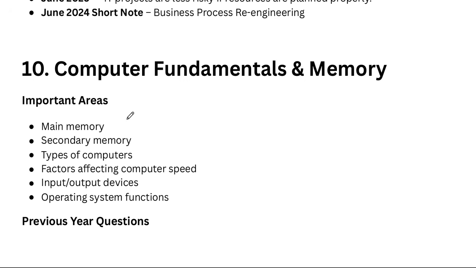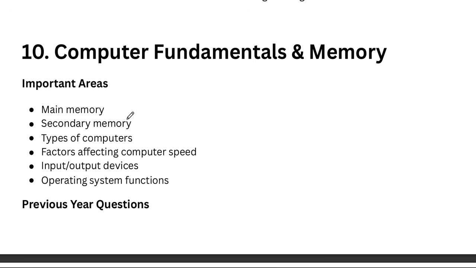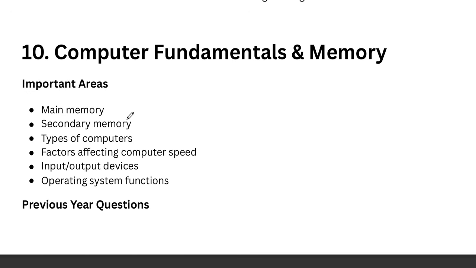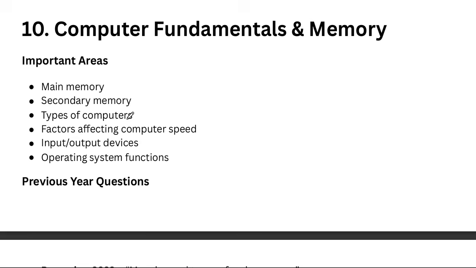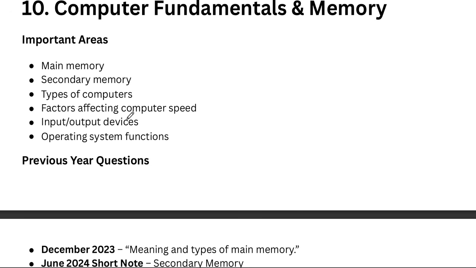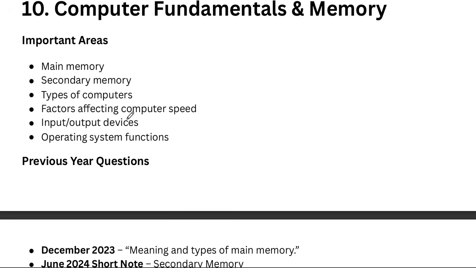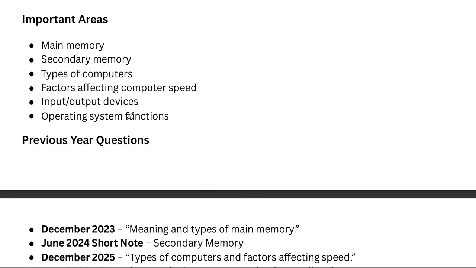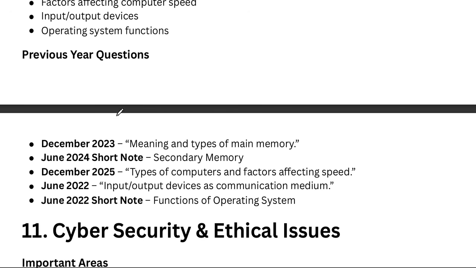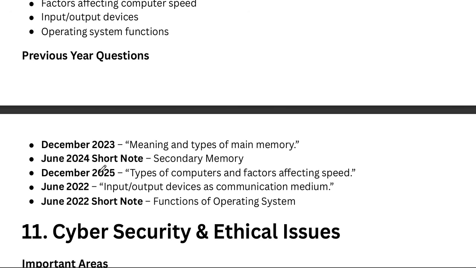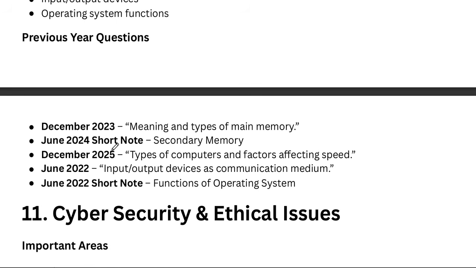The other one is computer fundamentals and memory. What is a computer? What are its fundamentals? What are the different types of memories, like what is main memory and what is secondary memory? What are the different types of computers? What are the things that affect computer speed? What are the input and output devices? These are things that we have learned in our childhood, but you can refresh them and add more concepts to them. These have been asked in 2023, 2025, 2022, and they have been coming in short note questions also.